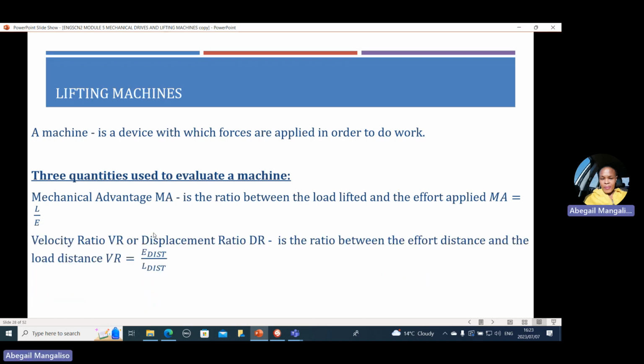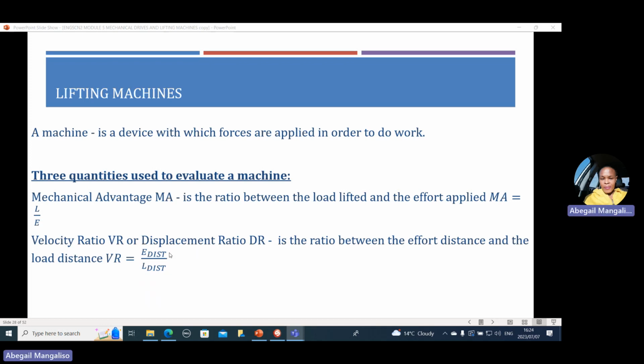The second quantity that is used to evaluate the performance of the machine is called the velocity ratio, or the displacement ratio. It's VR or DR. It is the ratio between the effort distance and the load distance. So in order to raise a load, the distance between a turning point and the effort must be larger than the distance between the load and the turning point so that you can achieve the larger result. It is also a ratio between distances. It will also have no units.